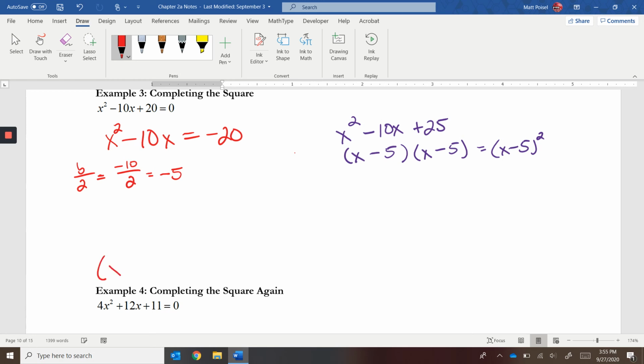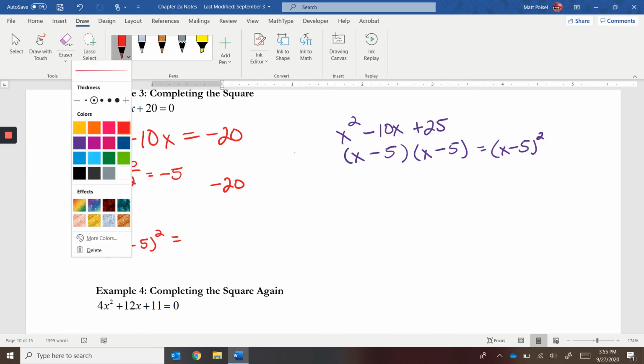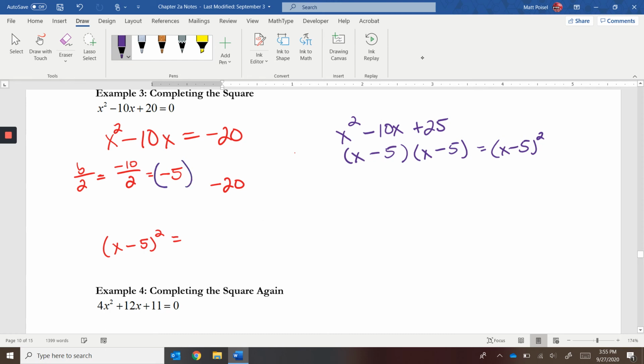And actually, I'm going to move this down a little bit because I need a little bit more space. So x minus 5 squared is part of our work down here. Now, on the right side, I need to take negative 20. And then I am going to go ahead and take this negative 5 squared thing now. I'm going to square it. Negative 5 times negative 5 is positive 25. And so I'm just simplifying my right side. Negative 20 plus 25 is 5.